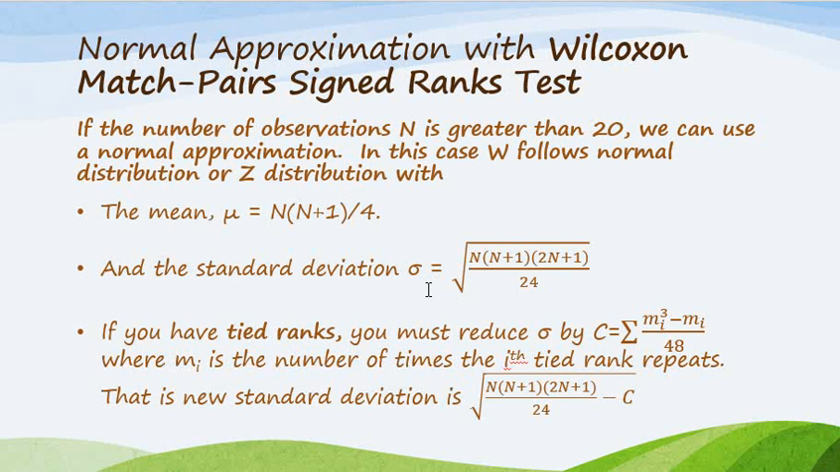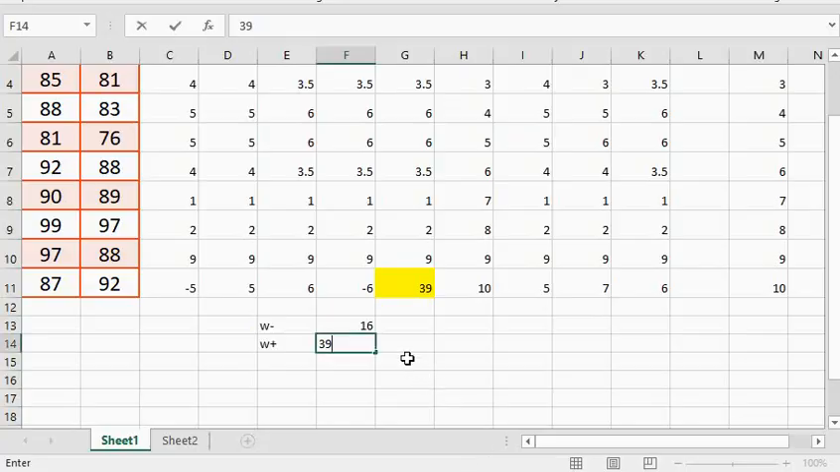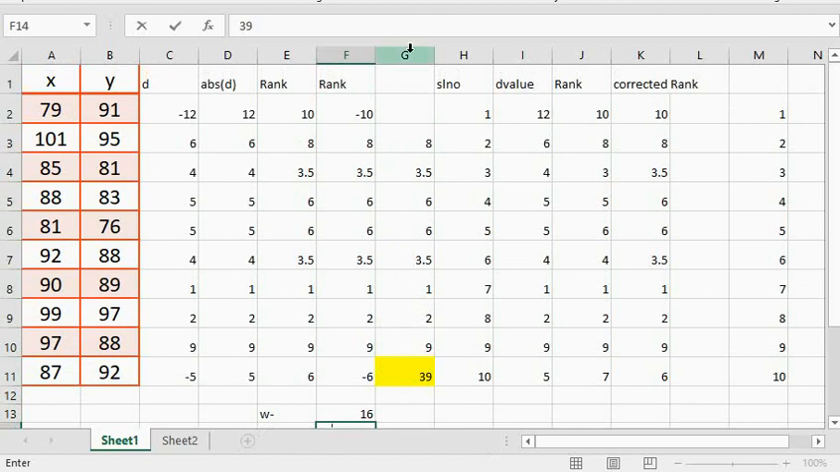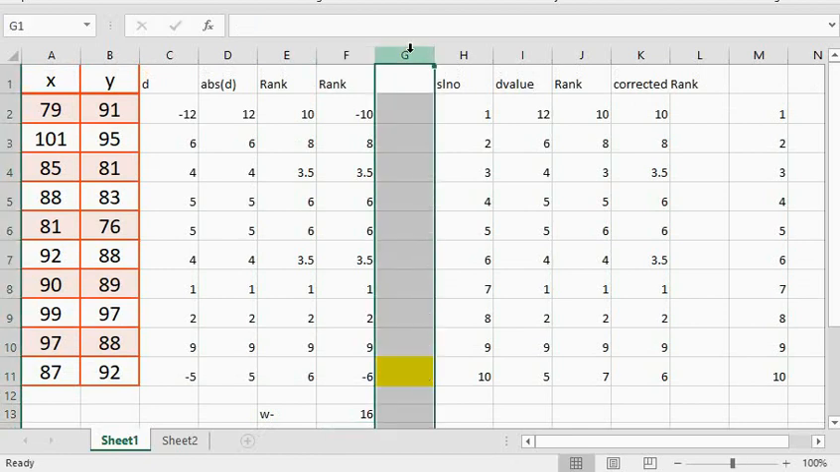If we have a correction factor, as in the earlier example where a rank is repeated: here you can see that an observation is repeated 2 times. That is, 4 comes 2 times and 5 comes 3 times. So there are 2 ties, m1 and m2. The first one is 2 and the second one is 3.